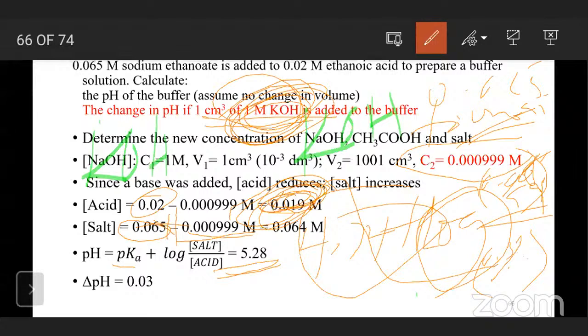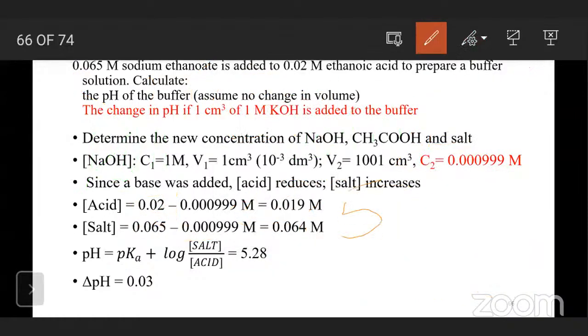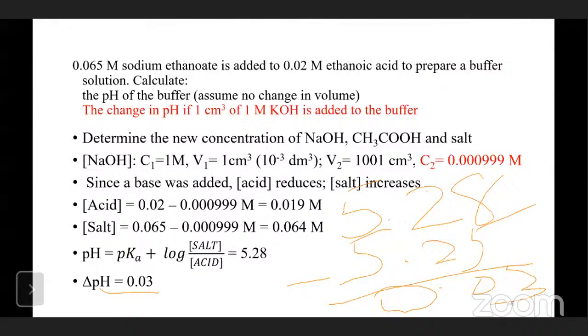The original pH before you introduced this base into it was 5.25. Now you have a new pH, which is 5.28. 5.28 minus 5.25, what would that give you? That's 0.03. That was how we got 0.03 as the change in pH. I want to believe, just calm down and try to solve it yourself. You'll see that you'll be able to get the correct answer.